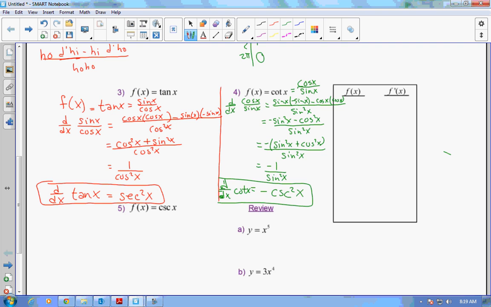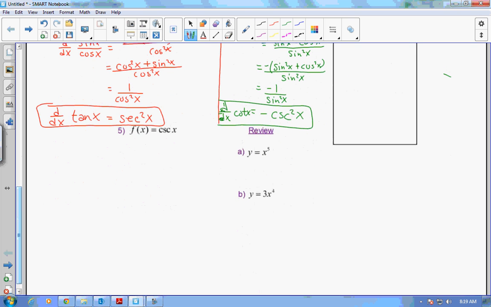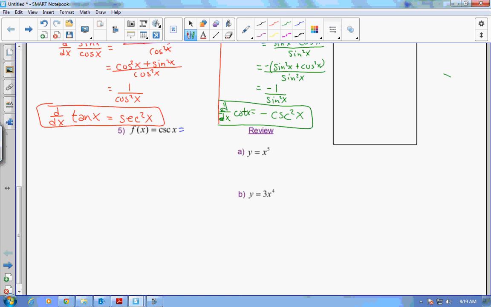Okay, cosecant. What's the derivative of cosecant? Well, is there another way to write cosecant? Oh, we can use reciprocal, 1 over sine. Is that still using our quotient rule? I think so, isn't it? Just the fraction, 1 over sine x. Okay, so I'm going to do the derivative with respect to x of 1 over sine x. Ho-de hi minus hi-de ho over ho-ho.